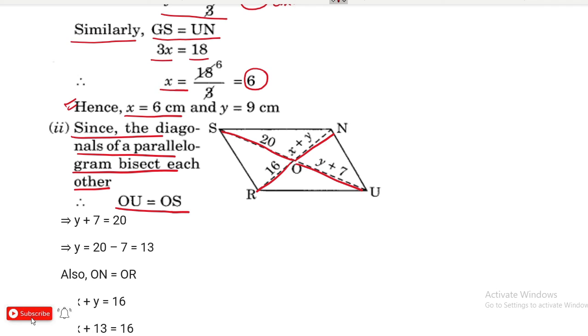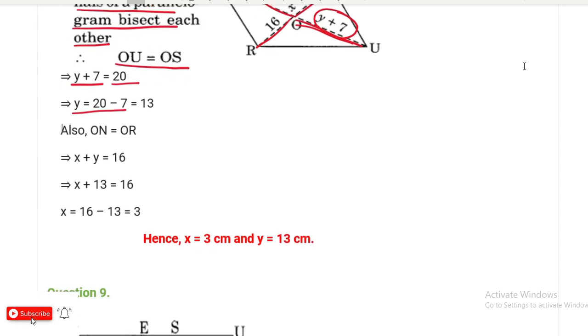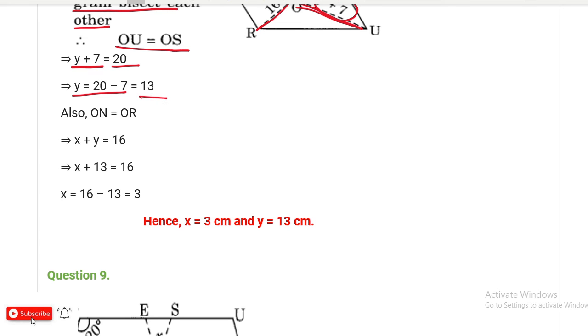Here the value of OU is what? OU is y plus 7 and the value of OS is 20. Then y is equal to 20 minus 7, and this is equal to 13. Okay, now also ON is equal to OR. The value of ON is x plus y and the value of OR is 16. Then we found the value of y is 13.